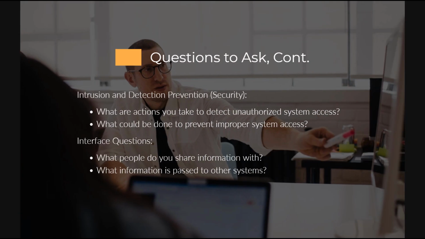Intrusion and detection prevention, so things around security. You could ask questions like, what are actions you take to detect unauthorized system access? What could be done to prevent improper system access? So this is if you're working on a project that is security related. Some interface questions. What people do you share information with? What information is passed to other systems?